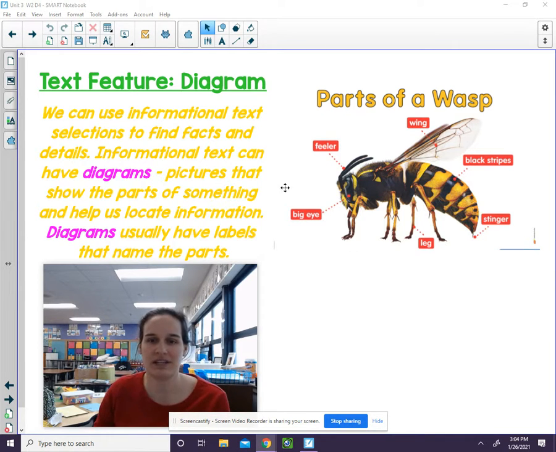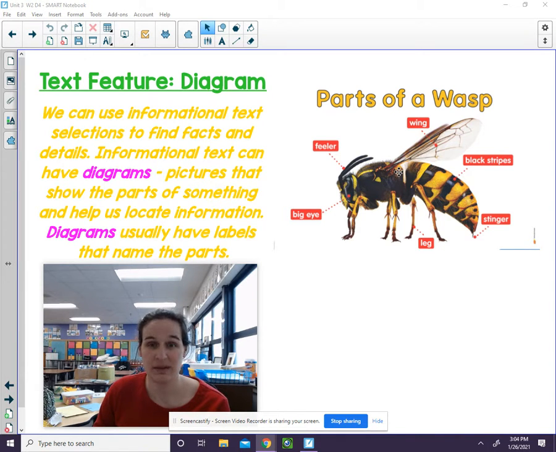Let's take a look over here. This is a diagram. The title is Parts of a Wasp. Take a look here at this first label. It says wing, and we can see the label is pointing to the wasp's wing. Let's go ahead and look at all of the other labels.